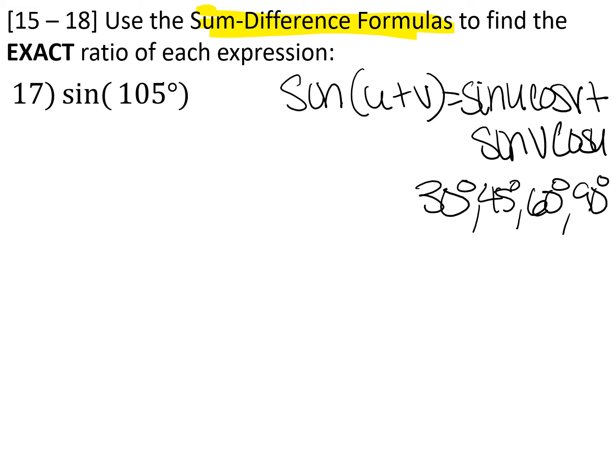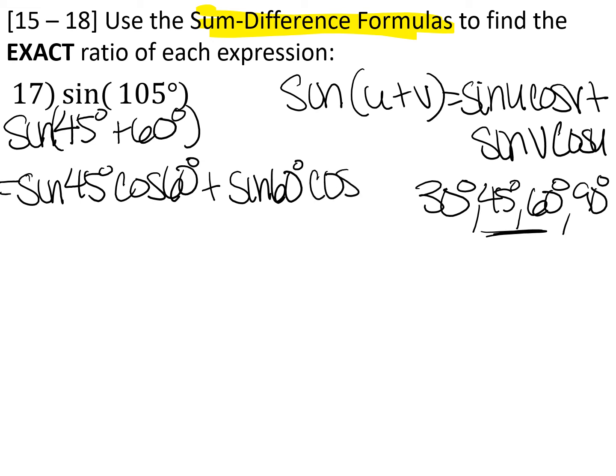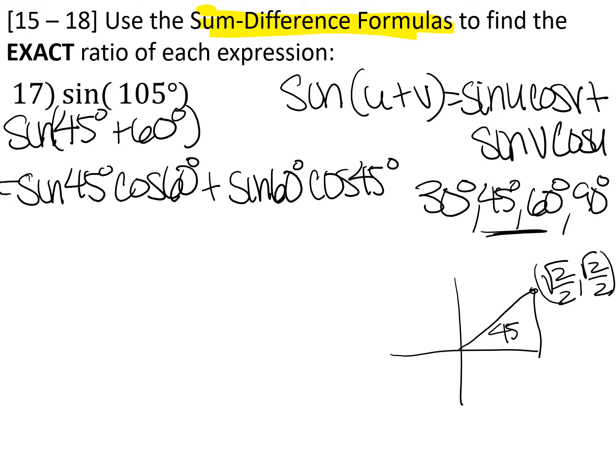Okay, so I do see a combination. That would be my 45 and my 60. So I'm going to say sine of 45 degrees plus 60 degrees. I got that little extra line in there. Okay, and so I'm going to go sine of 45 times cosine of 60 plus sine of 60 cosine of 45. When you look at that 45-degree triangle, that is your root 2 over 2 comma root 2 over 2 coordinate. So for sine, that's root 2 over 2.